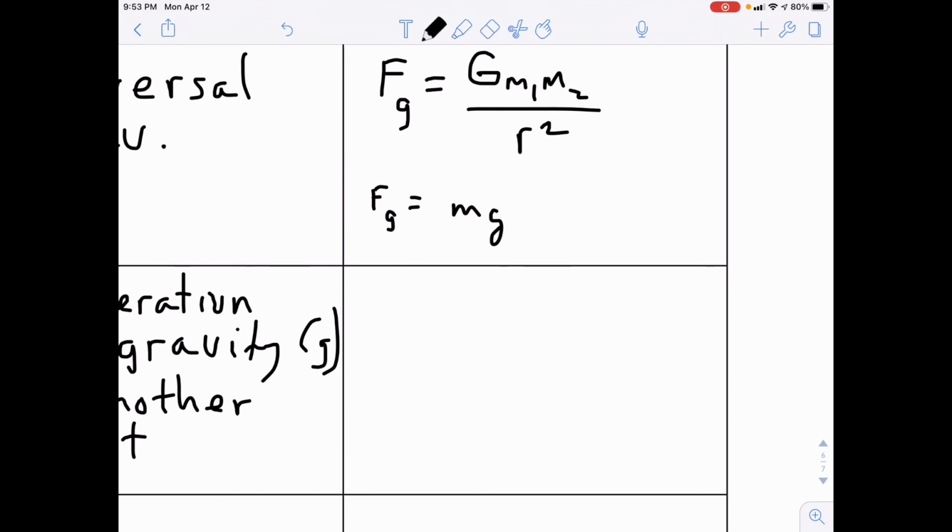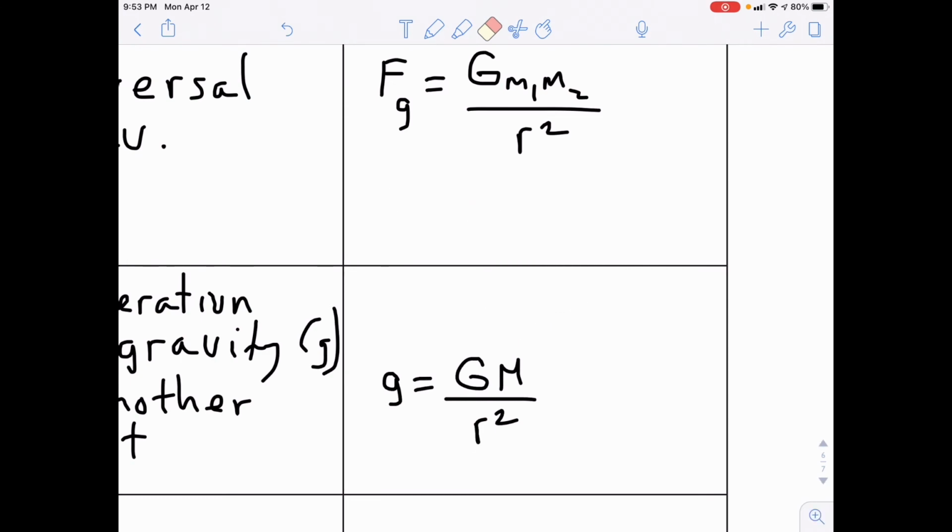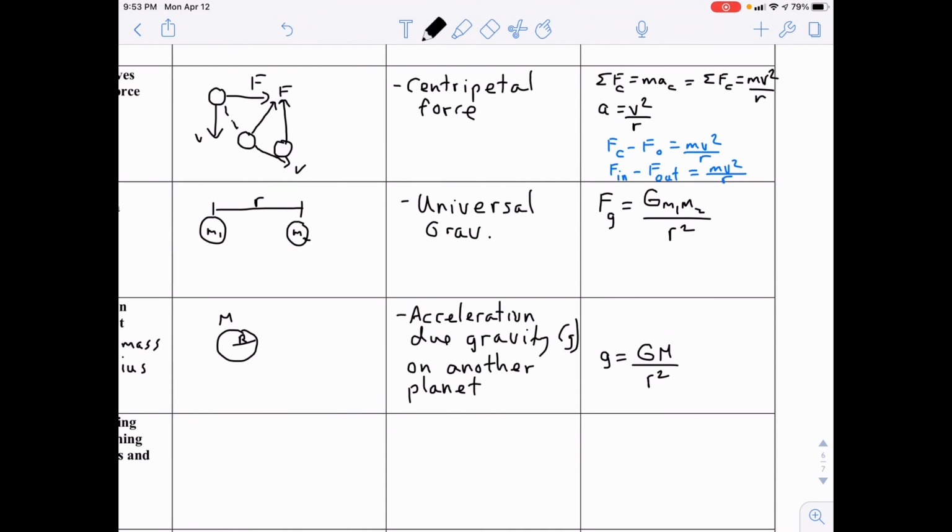So mg equals G m big M over r squared, where little m is the mass of what is being orbited, the satellite, whatever that is, and big M is the mass of the planet. You can clearly see the mass of the satellite cancels, and we're left with little g, the acceleration due to gravity, equal to big G, the gravity constant, times the mass of the planet, divided by the radius squared. Very similar to the previous equation, and it was actually derived using that equation.